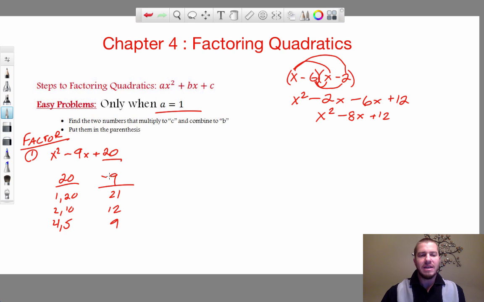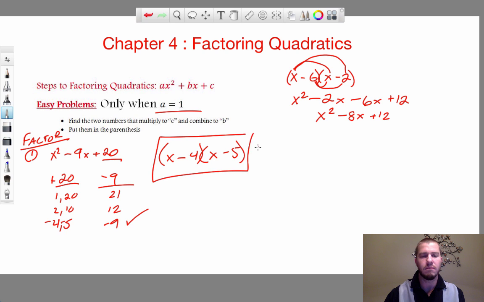And because they combine to be negative 9, what that means is that both of these terms are negative. Negative 4 times negative 5 still multiplies to be positive 20, and they combine to be negative 9, which is correct. And then you put them in the parentheses. So it's x minus 4 times x minus 5. And again, that's the easy way. You find the two numbers, put them in the parentheses, you're done.